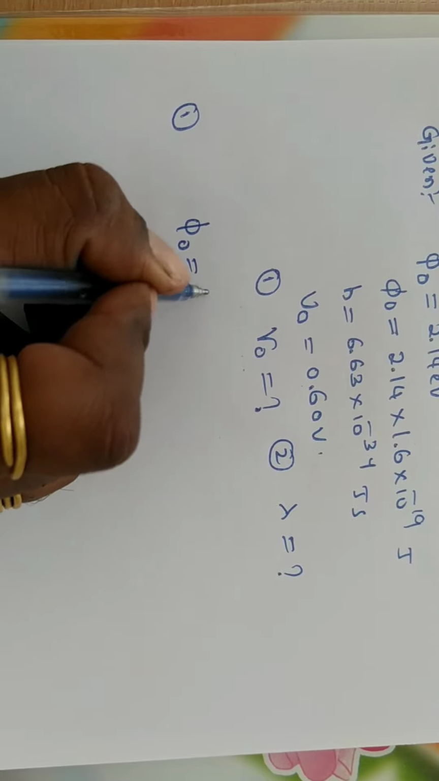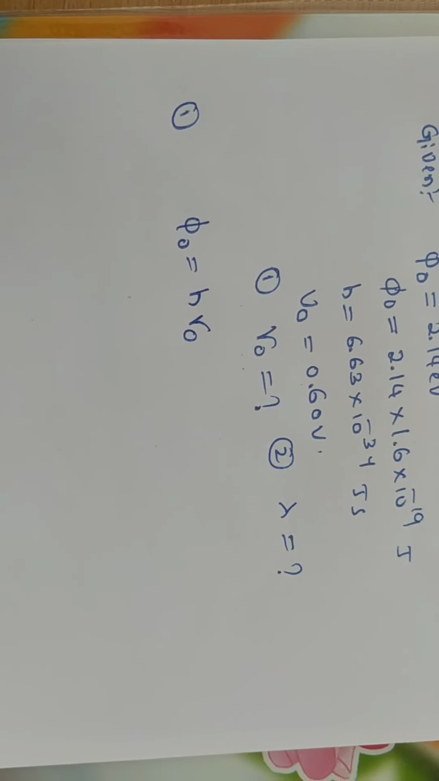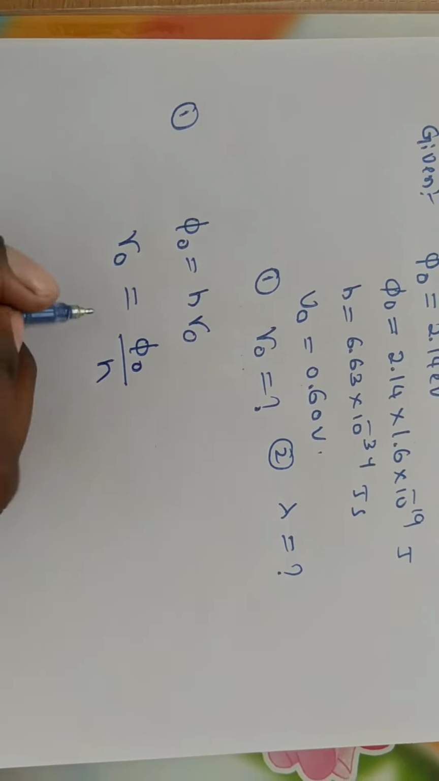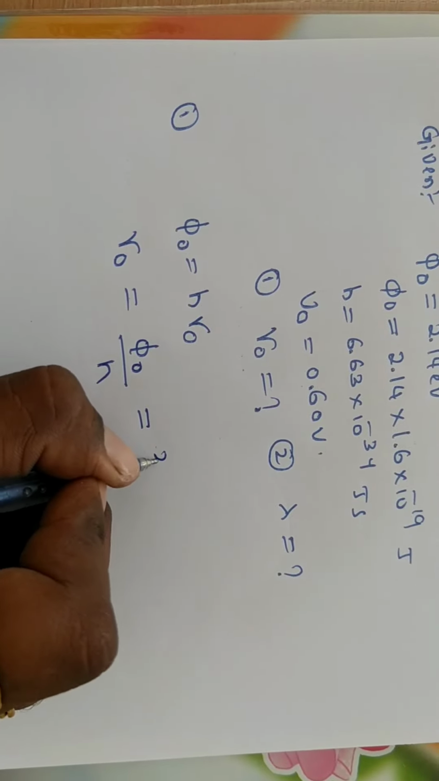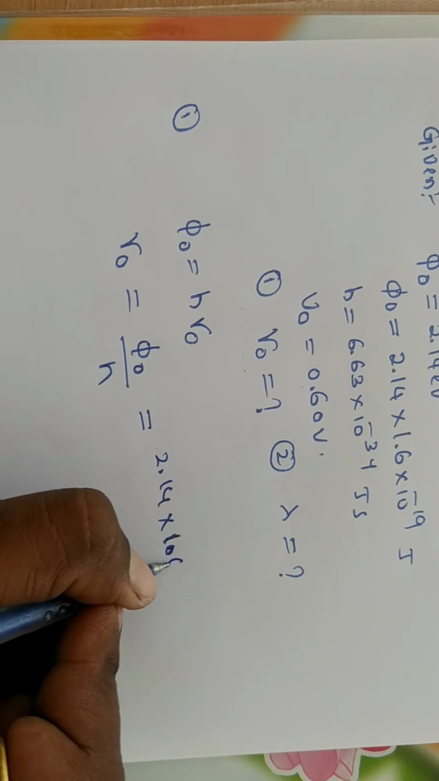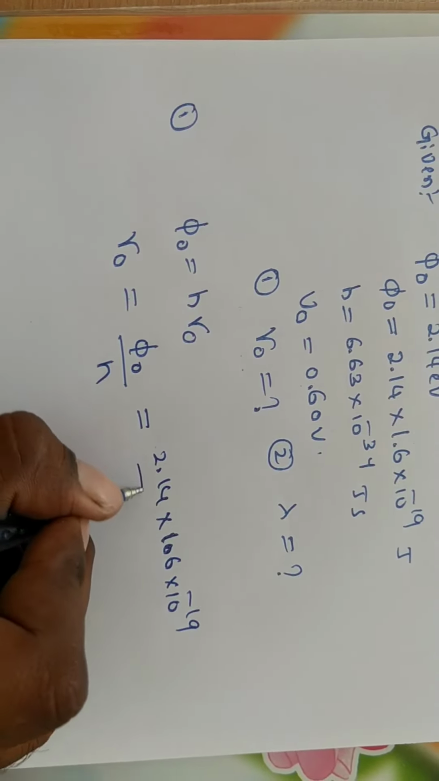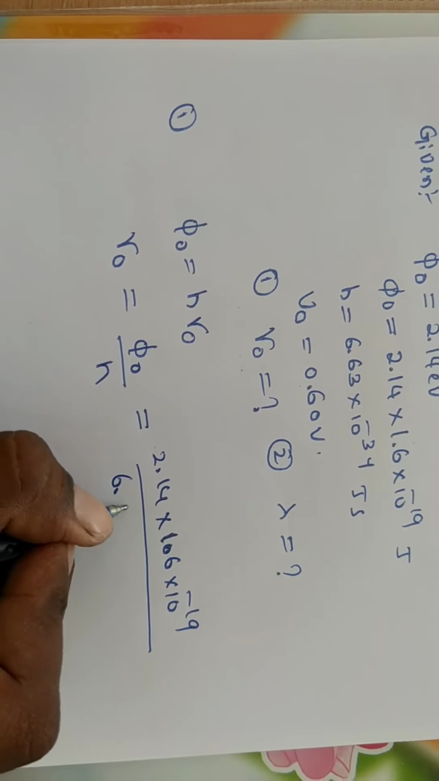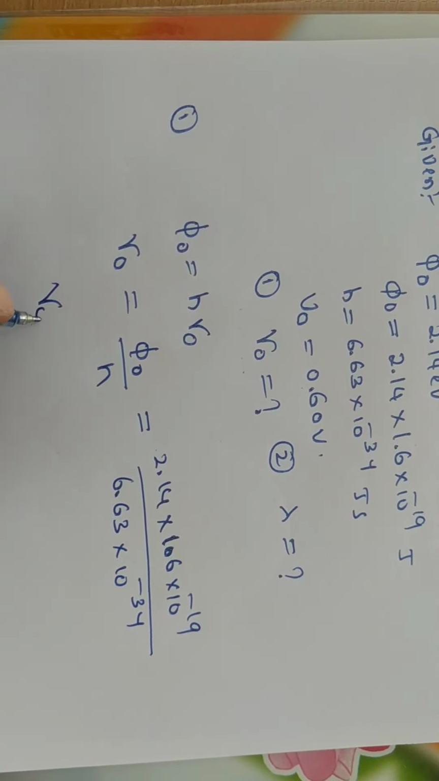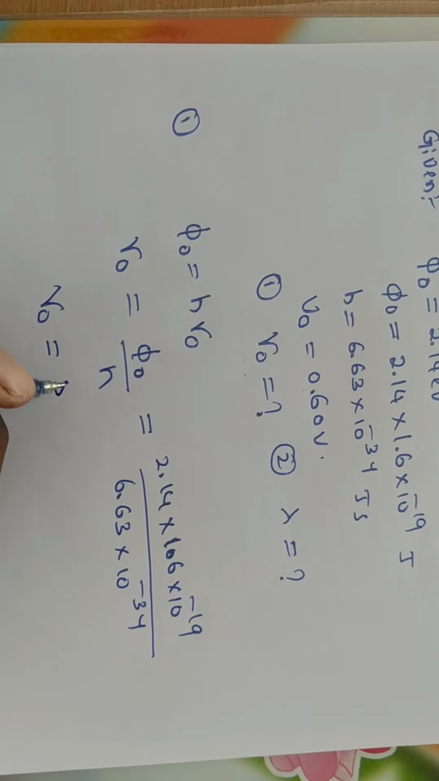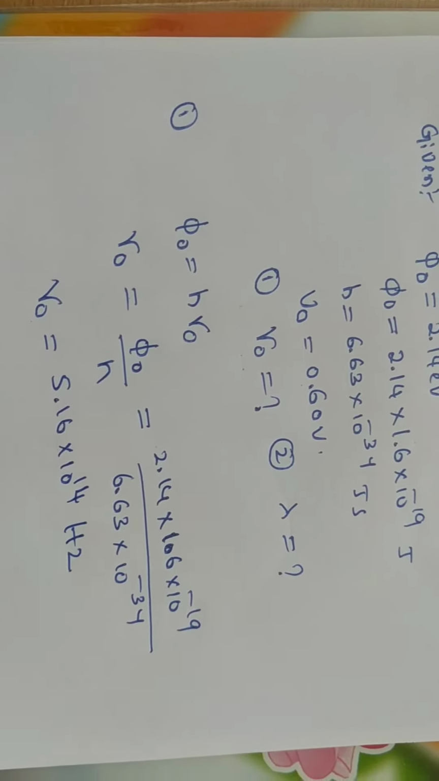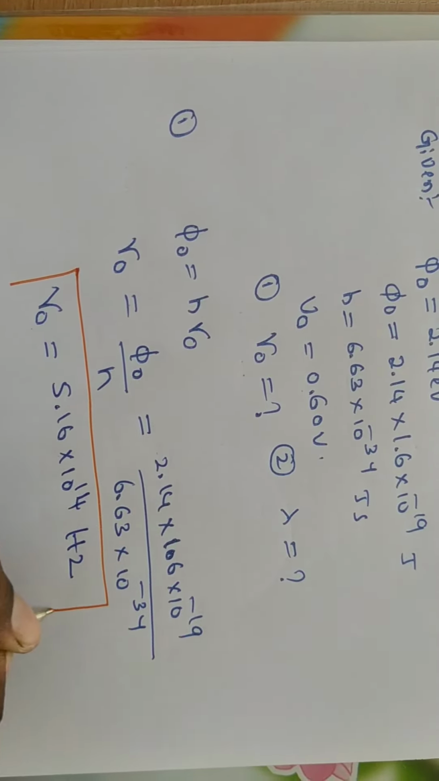Work function phi naught is equal to h into nu naught. Already you know the formula, work function definition. Then nu naught is equal to phi naught divided by h. What is the value of phi naught here? 2.14 into 1.6 into 10 to the power of minus 19 divided by h value 6.63 into 10 to the power of minus 34. After simplifying this one, we get 5.16 into 10 to the power of 14 hertz. This one is the threshold frequency nu naught.